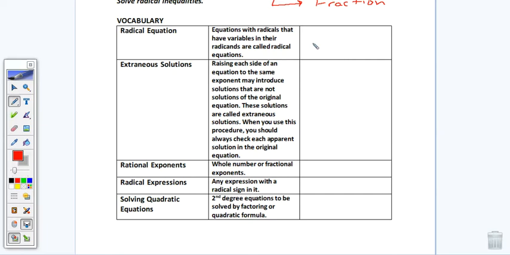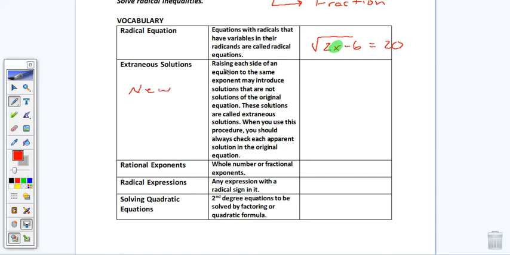Okay, so an example would be something like this. Underneath a square root sign, we might have 2x minus 6 equals 20. Radical equation because there's a variable underneath the radical. Okay, so that makes it a radical equation right there. Today we're going to talk about extraneous solutions. This might be something that might be new for some of you.